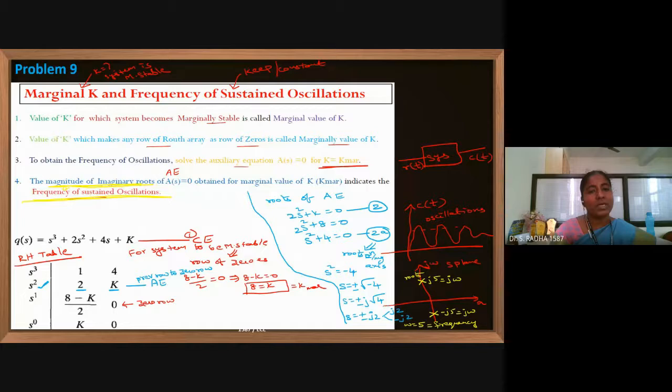Okay. So what is the frequency of sustained oscillations? Here s equal to j omega. And from here we can tell omega value equal to 2. This is our frequency of sustained oscillations. At omega equal to 2 radians per second, we are having sustained oscillations.